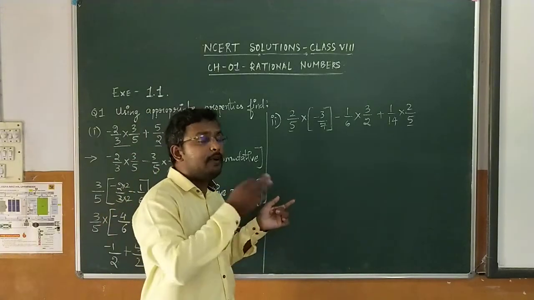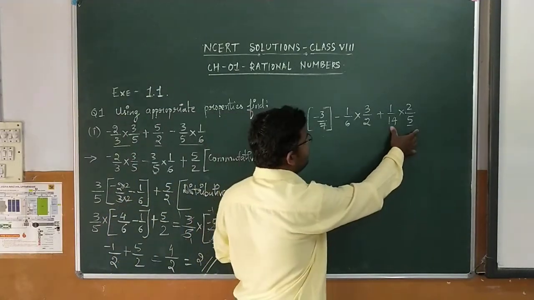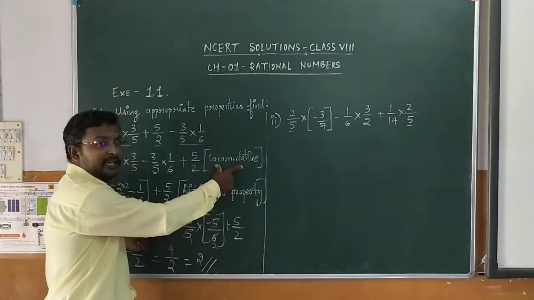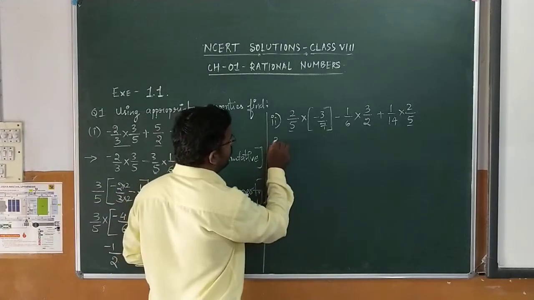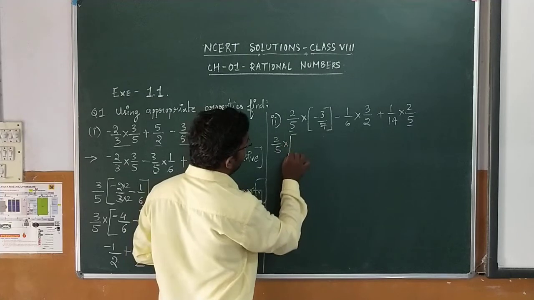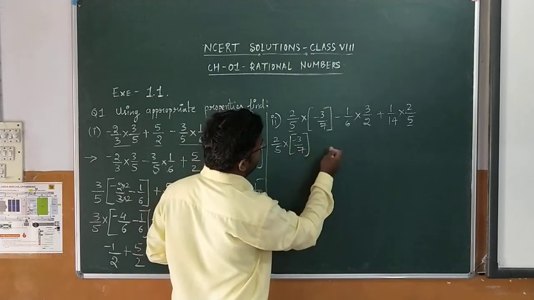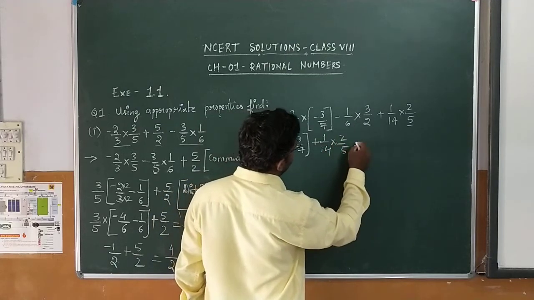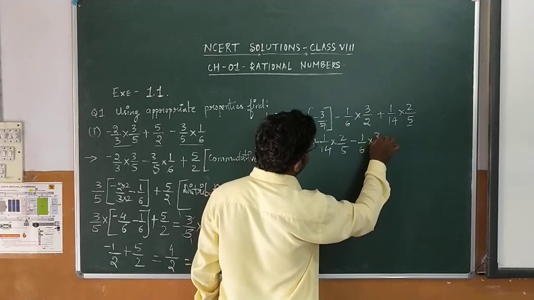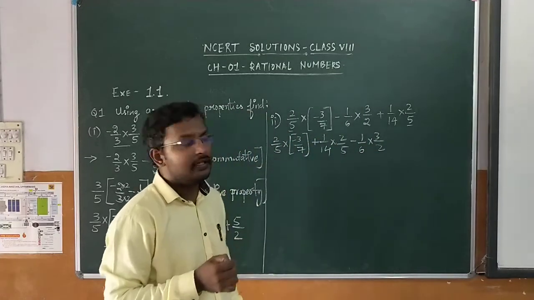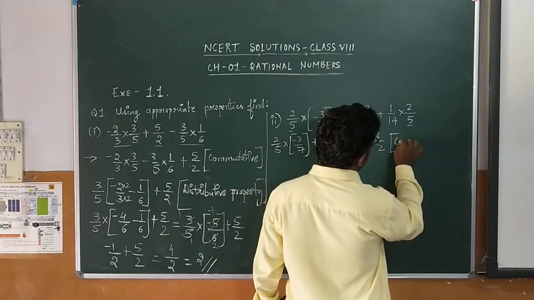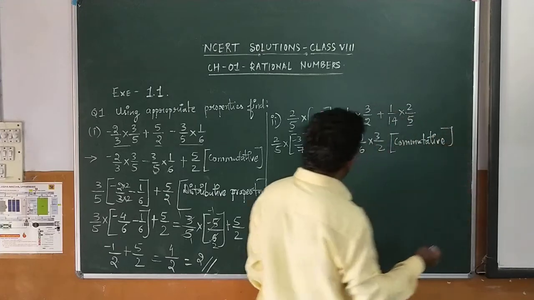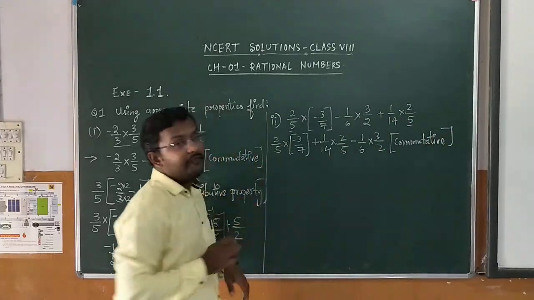So now we have to take 2 by 5 outside. Before that we have to bring this term nearer to this one. That can be done by using which property? Using commutative property. Okay, so 2 by 5 into minus 3 by 7 plus 1 by 14 into 2 by 5 minus 1 by 6 into 3 by 2. We are just rearranging the terms using commutative property.